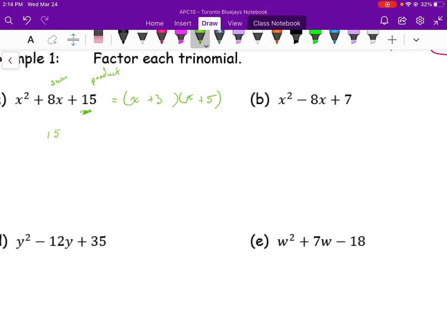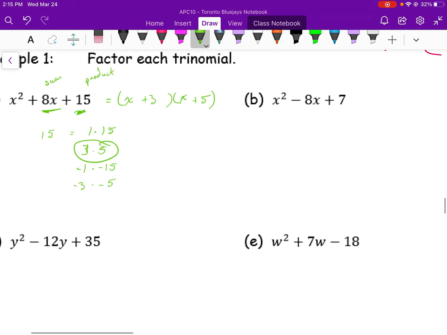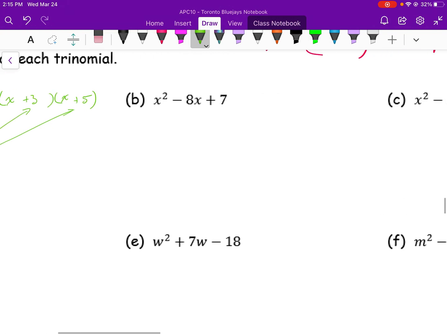If you are having troubles with this, perhaps you can break up 15 into its factors. 15 can be equal to 1 times 15. It can be equal to 3 times 5. It can be equal to negative 1 times negative 15. It can be equal to negative 3 times negative 5. Now, you tell me which one of these pairs add to 8? Those ones. And if you notice, those are the two numbers in our factors. I love this stuff.